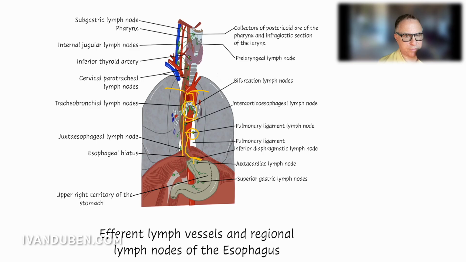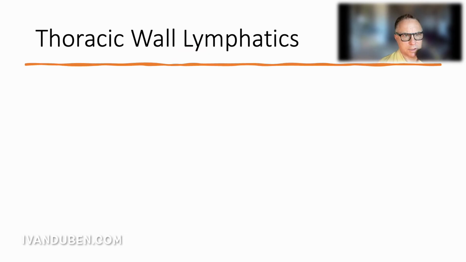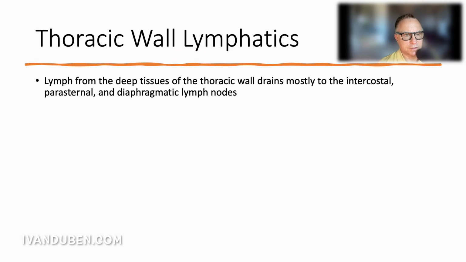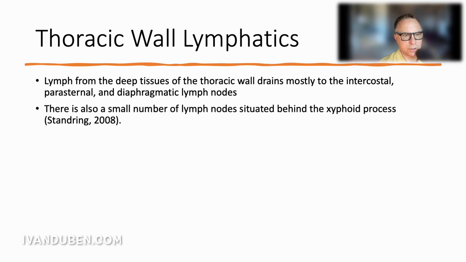diaphragm with the lymphatics. Looking at thoracic wall lymphatics, lymph from the deep tissues of the thoracic wall drains mostly to the intercostal, peristernal, and diaphragmatic lymph nodes. There's also a small number of lymph nodes situated behind the xiphoid process.